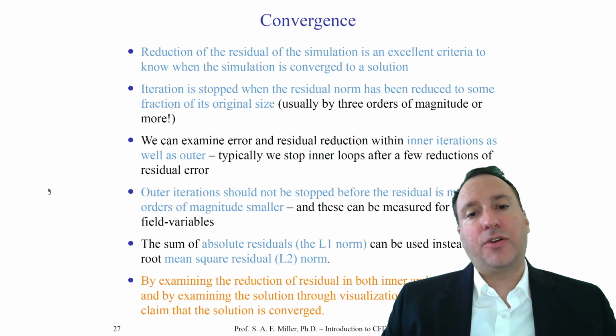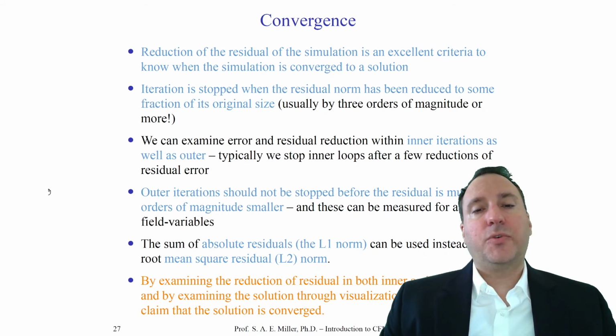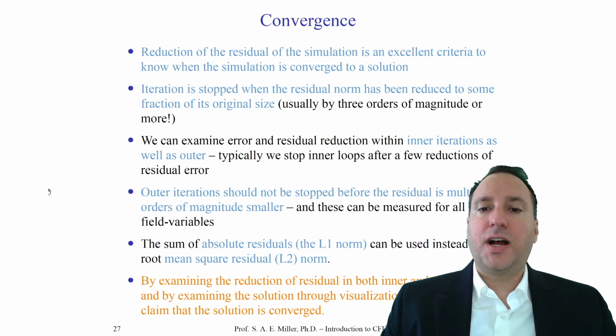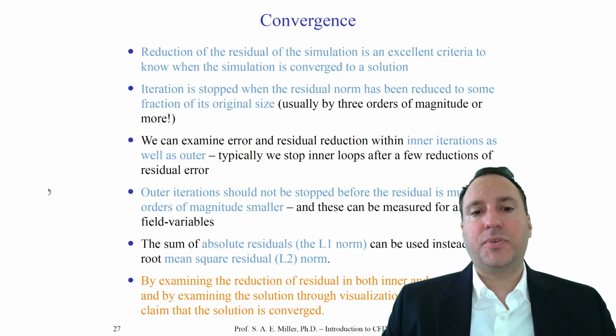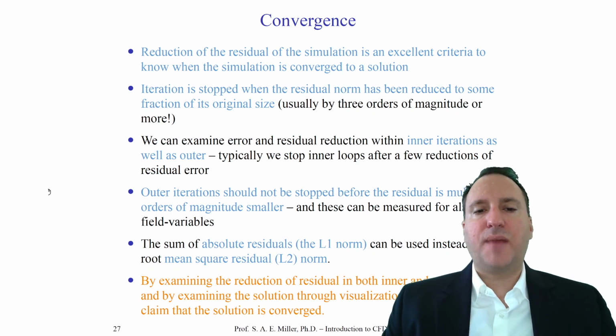We can also examine the error and residual reduction with inner iterations as well as outer iterations. Please recall our numerical class where we discussed the idea of inner iterations versus outer iterations. Typically, outer iterations were being used to accelerate and find more accurate solutions. Typically, we'll stop the inner loops after a few reductions of a residual error. That is, we are applying and examining residuals not only on the iteration, but also the loops that go around and try to reduce the error between particular iterations and time steps. We would never stop an outer iteration before the residual is reduced by multiple orders of magnitude.